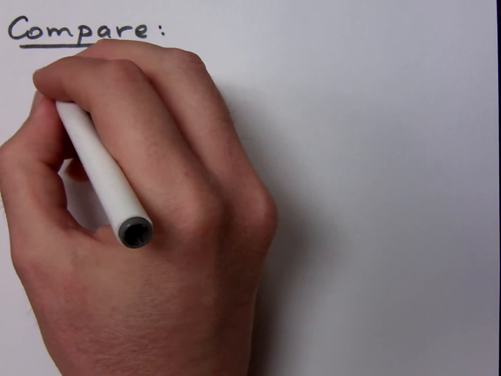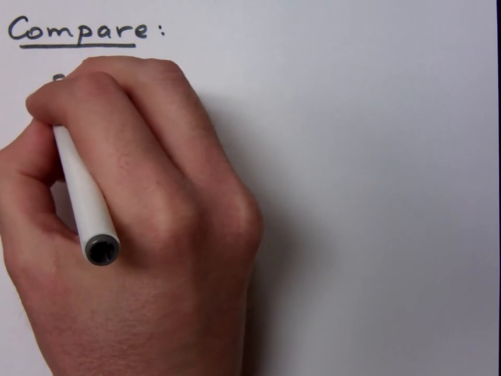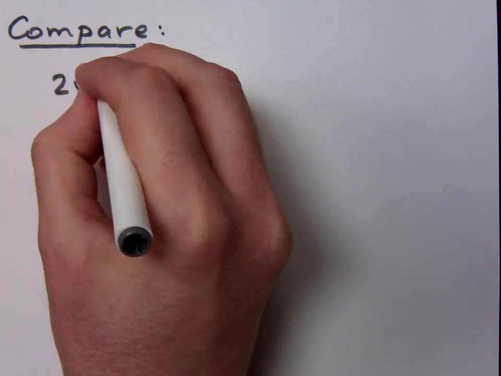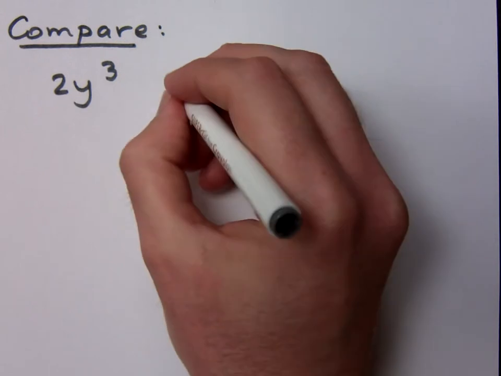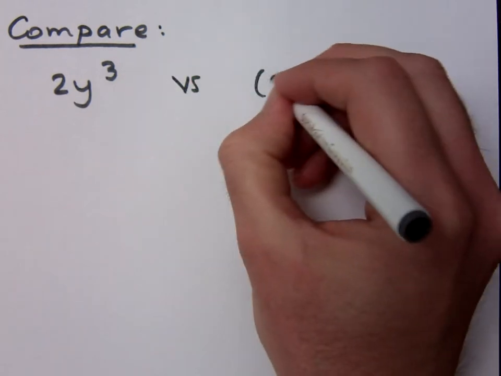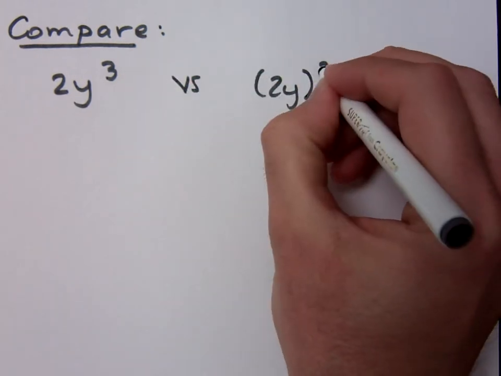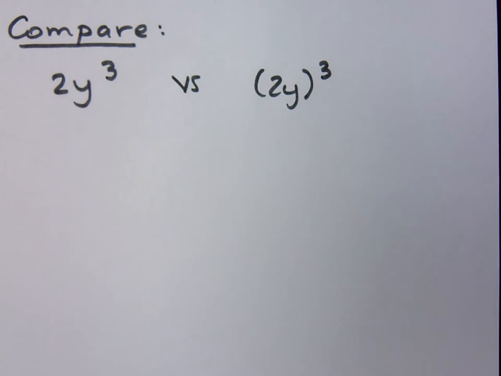Let's compare the following expressions: 2y to the third versus the quantity 2y to the third. Do you think these are the same? No. Maybe? Last time I said they were the same, I got burned. No, they're different.